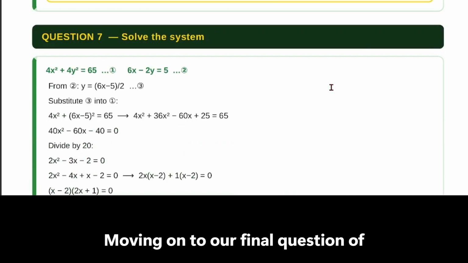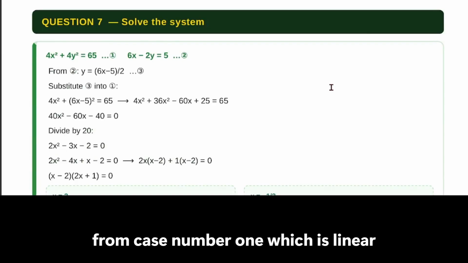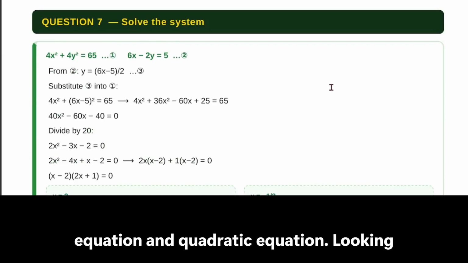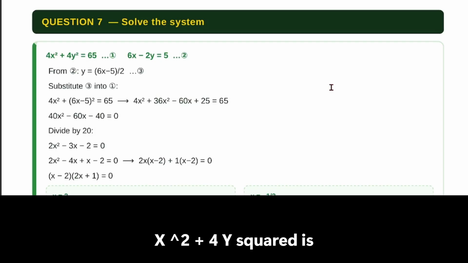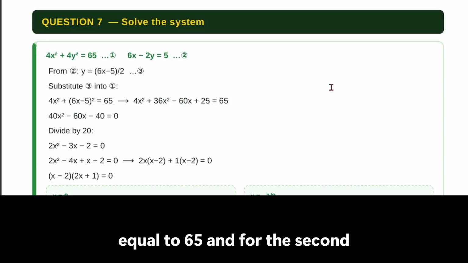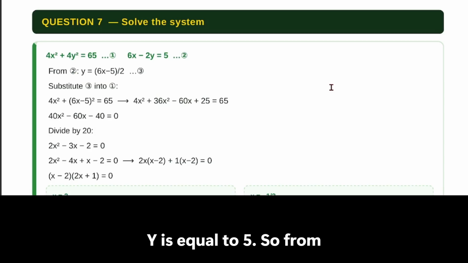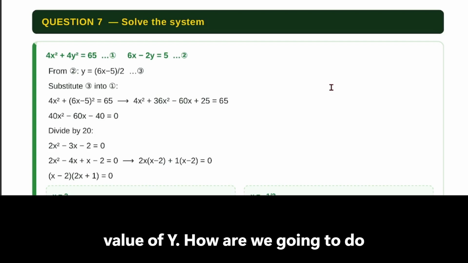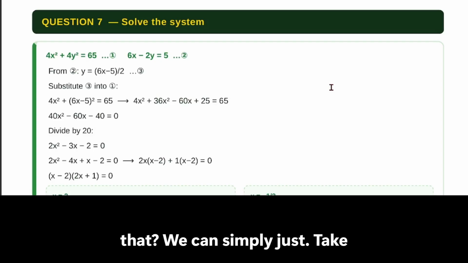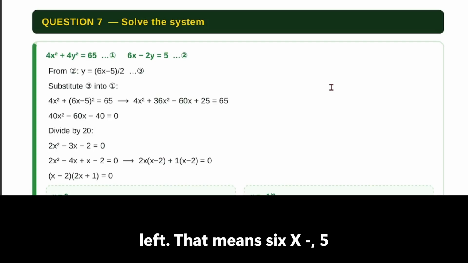Moving on to our final question of the entire exercise, the question from case number 1, which is linear equation and quadratic equation. Looking at the first equation, we have 4x square plus 4y square is equal to 65. And for the second equation, we have 6x minus 2y is equal to 5. So from the second equation, we can substitute the value of y. How are we going to do that? We can simply take negative 2y and bring it to the right, and bring this positive 5 to the left. That means 6x minus 5 is equal to 2y.